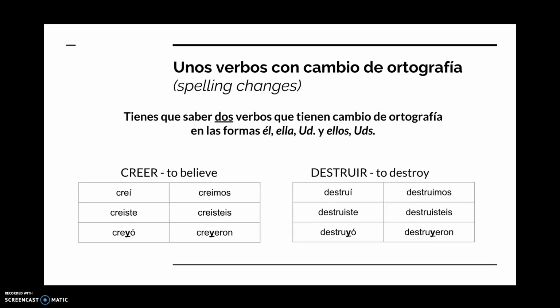Once you're set and you have everything written down accurately, you may want to highlight or underline that Y to help you notice it more quickly when you look at your notes as you do assignments. Move on to a few other spelling changes we're going to need to be aware of.